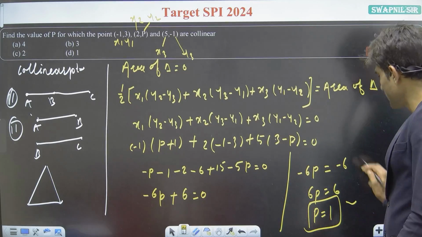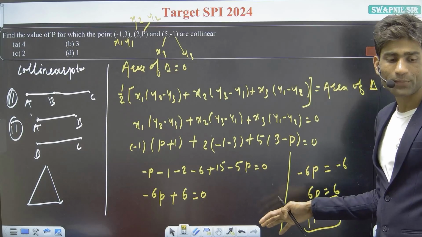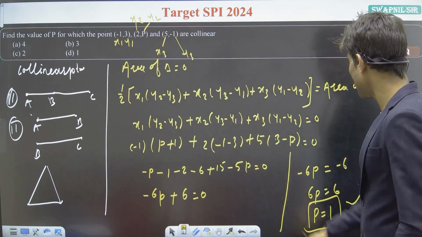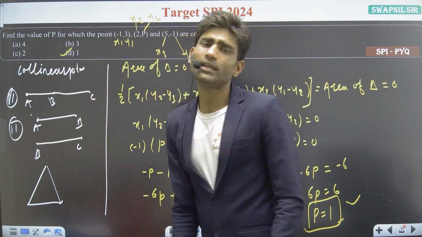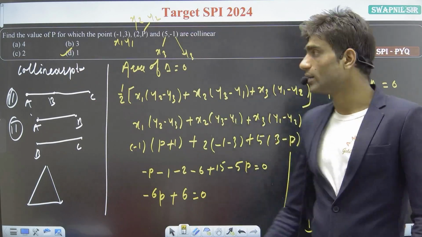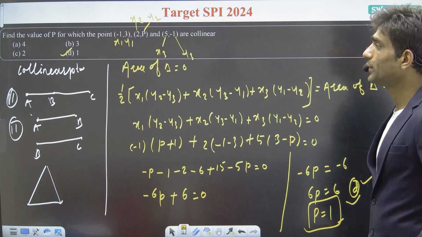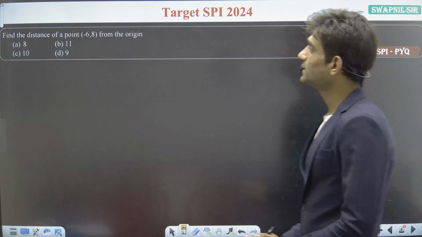This one is our required answer. Now see that we wanted the value of p by using our required data, and I got the value for p, which is 1, given in our option number D here. So our correct option is D. Let's move on to the next example.